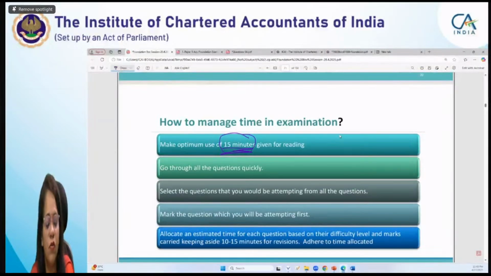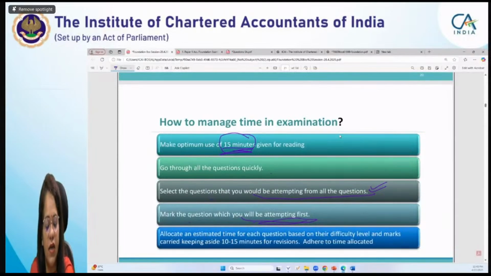Go through all the questions quickly. Select the questions which you will be attempting from all the questions. Okay, make a choice which questions you want to leave and which question you don't want to leave. All right. Mark the question which you will be attempting first. You please make a choice and strategize yourself. You'll be attempting this question.